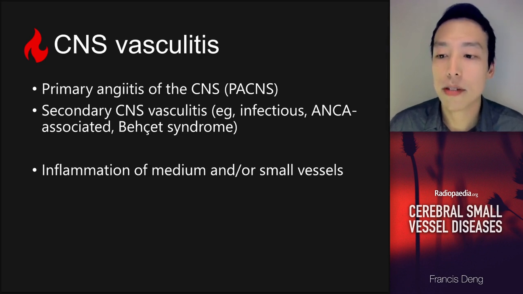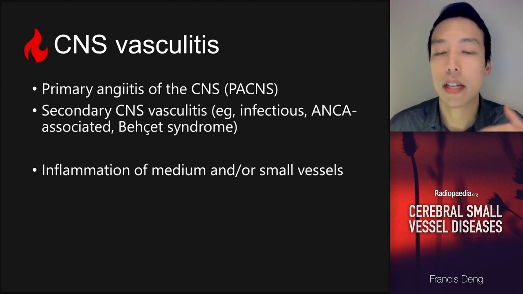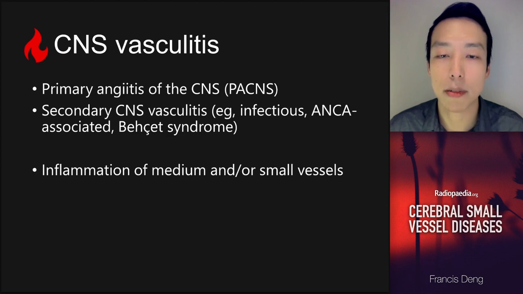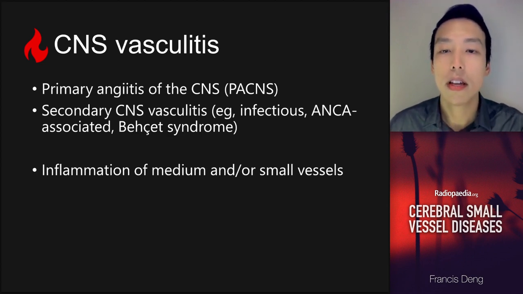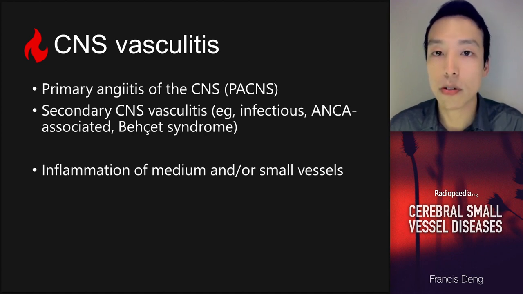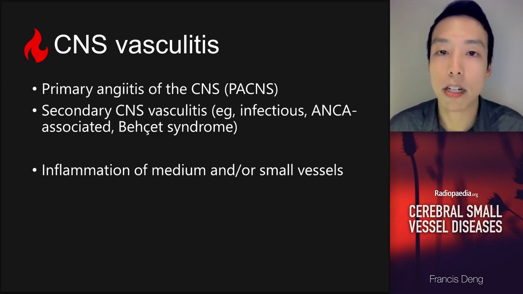Secondary CNS vasculitis refers to when you have inflammation of the vessels in the central nervous system, but also systemic involvement. It can either be due to infection or systemic vasculitis, such as the ANCA-associated vasculitides, such as granulomatosis with polyangiitis, formerly known as Wegener's, eosinophilic granulomatosis with polyangiitis, also known as Churg-Strauss, as well as the vasculitides that affect vessels of variable sizes, such as Behçet syndrome.